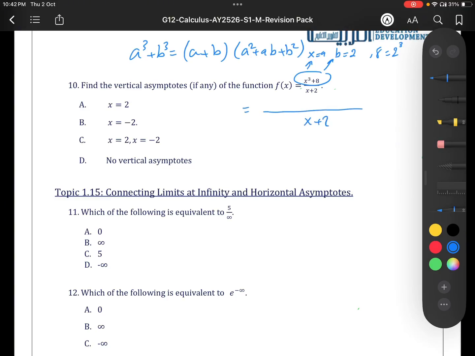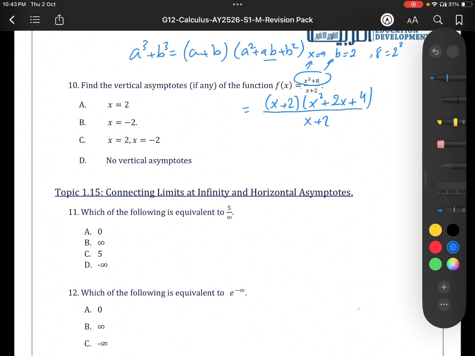So x over 2, sorry, divide by x plus 2, and in the numerator we write x plus 2 and the other bracket. The first square is x squared plus a times b, so x times 2, 2x, plus the second square is 2 squared, which is 4.